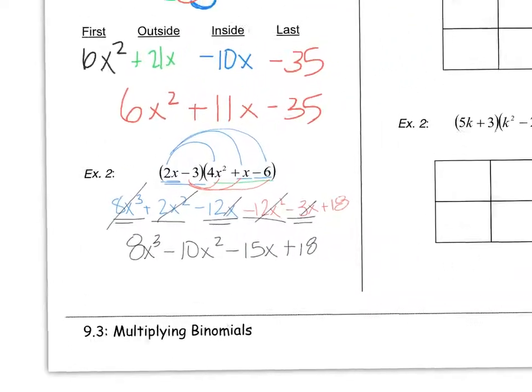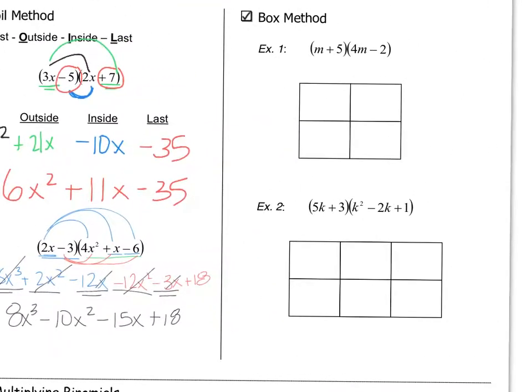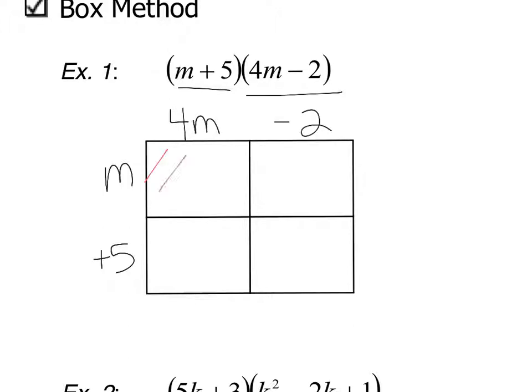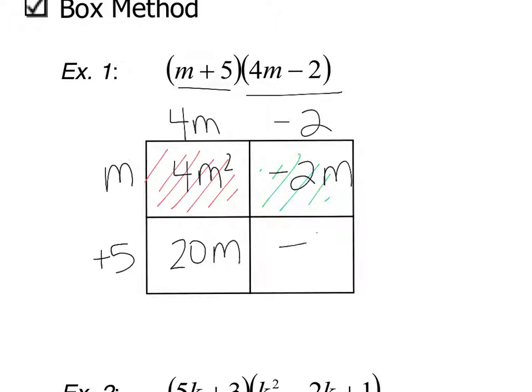Now another way you can multiply polynomials is to use the box method. With the box method, you take your first binomial or trinomial, and I'm going to make m plus 5, so an m and a positive 5. I could either write this going across or down, but I'm making it down. And then I take this one, which is 4m negative 2, and I find the area of each box. So the area of this box would be 4m squared. The area of this box would be negative 2m. This box is 20m and then negative 10.